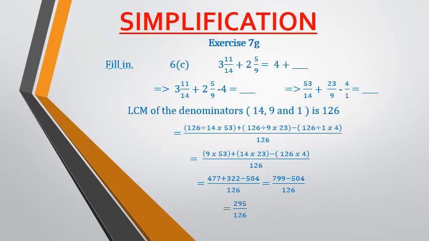295 upon 126. Now children, this is an improper fraction, so we have to change it into a mixed fraction. So it will become 2 43 by 126, and this is our final answer.